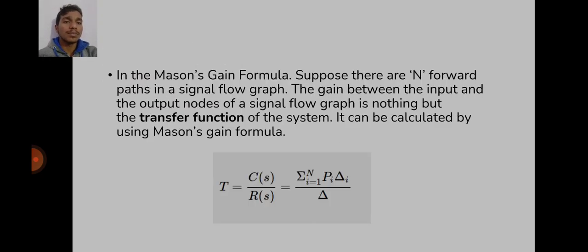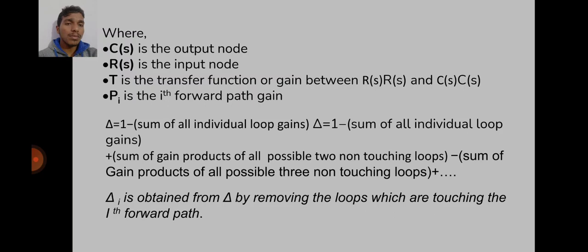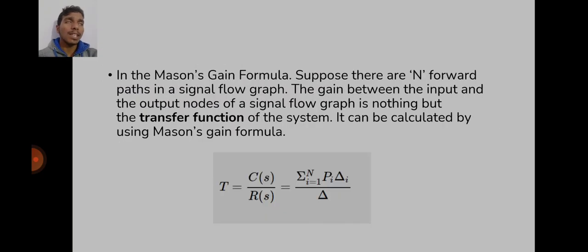So in this Mason's gain formula, T is the transfer function, C(s) is the output node and R(s) is the input node. The transfer function is equal to output by input, that is equal to summation i equals 1 to n of Pi into Δi, where Pi is the forward path gain and Δi is obtained from Δ, and where Δ is equal to 1 minus the sum of individual loop gains plus the sum of two non-touching pairs of the loop gains minus the sum of three non-touching loops.